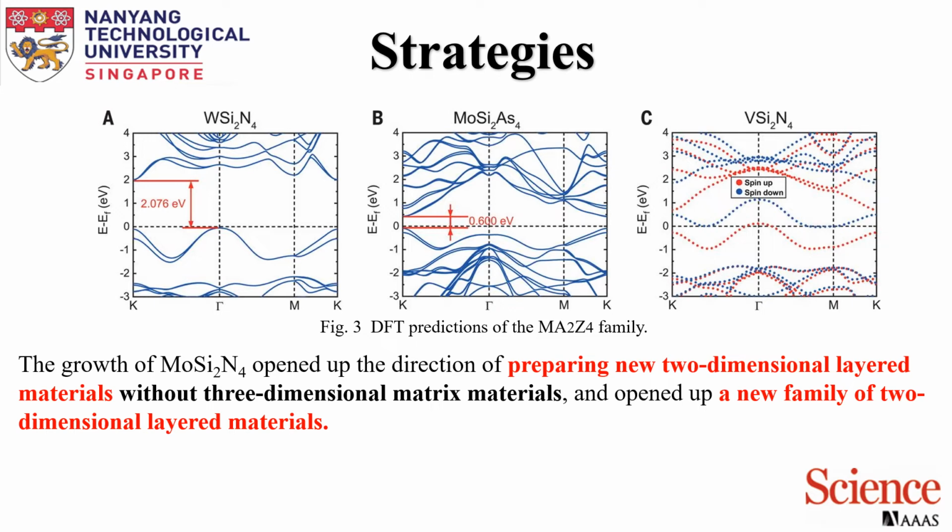Based on this work, two-dimensional tungsten silicon nitride crystals were successfully prepared. Further theoretical calculations were used to predict more than 10 new two-dimensional ternary layered materials that can exist stably. This forms a new family of two-dimensional ternary layered materials.